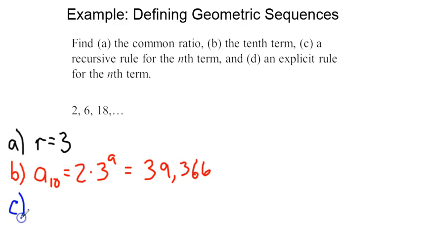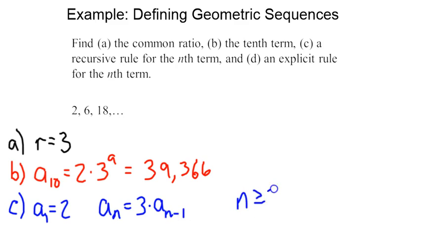For part C, we want to write the recursive rule. Again, we have to make sure we write down what our first term in the sequence, a sub 1, is equal to 2. And then we get a sub n is equal to our common ratio, which is 3, times a sub n minus 1, where n is greater than or equal to 2. Again, talk to me if that last part is somewhat confusing to you.